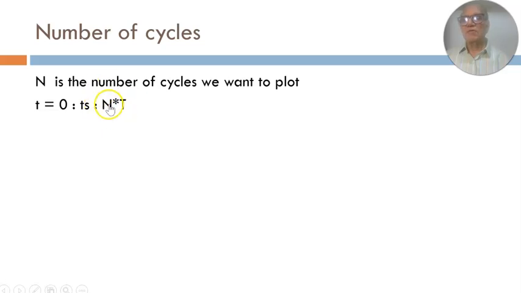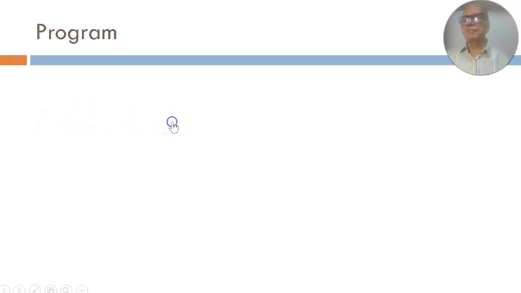Note that if n is equal to 1, then the final value is the time period of the sine wave itself. This is the time period of one cycle. So if n is equal to 1, then what you will see is one cycle of the sine wave. If n is equal to 2, what you will see will be 2 cycles of the sine wave and so on. Okay, so now we are ready to look at the program.